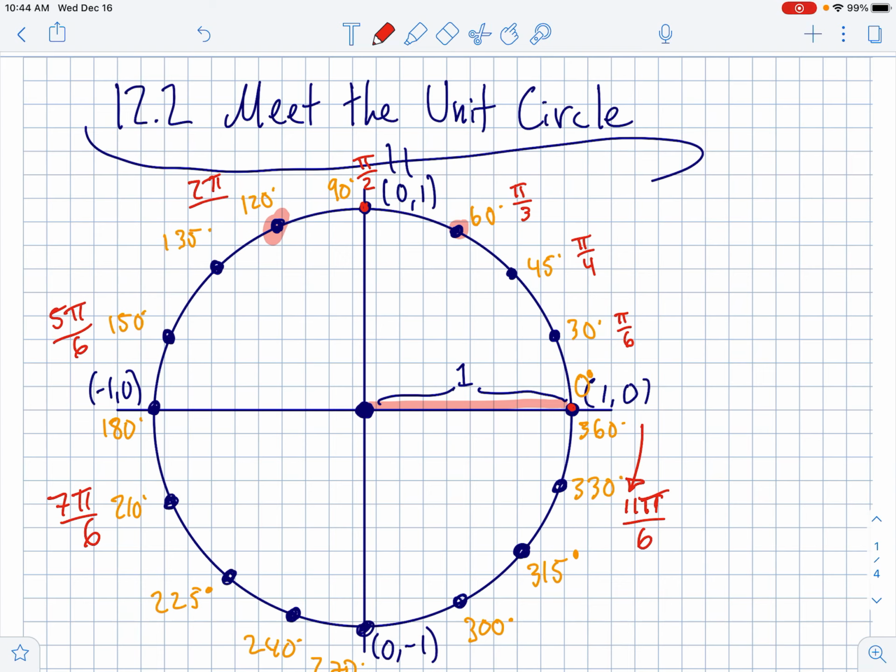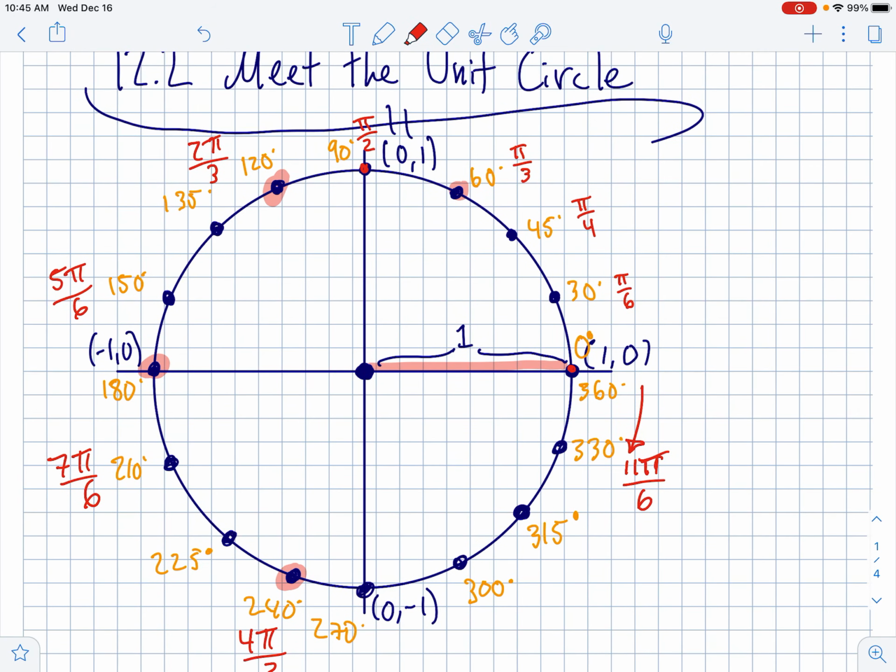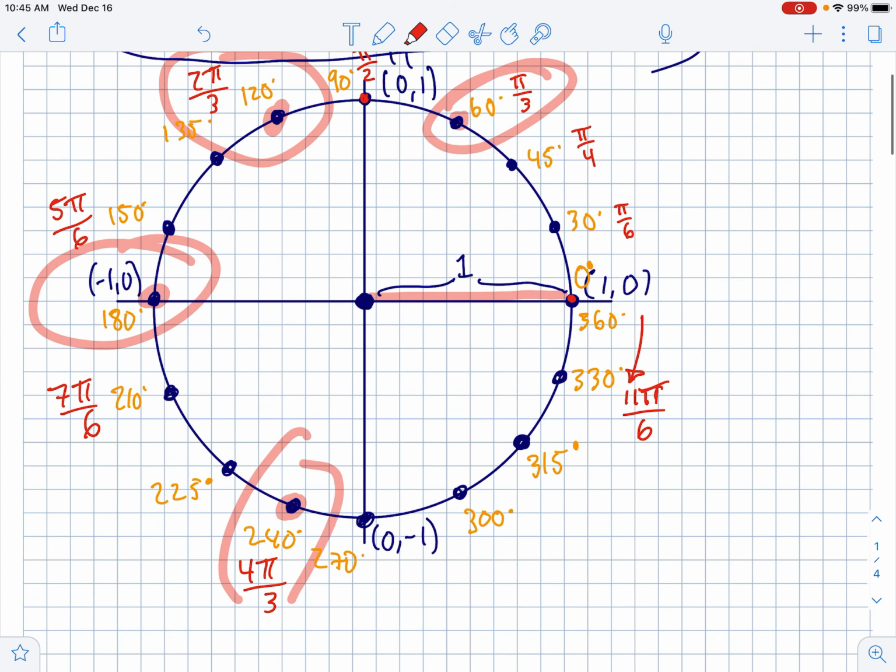Then 3 pi over 3, sorry, I'm trying to get rid of my highlights. 3 pi over 3 would be here, but that's the same thing as pi. And then another 60 degrees on top of that would be 4 pi over 3. So this is, once again, 1 pi over 3, 2 pi over 3, 3 pi over 3, 4 pi over 3.